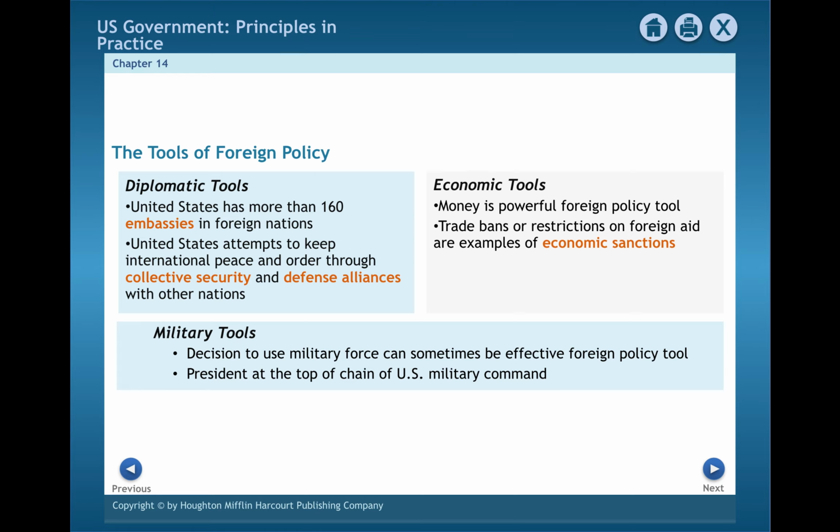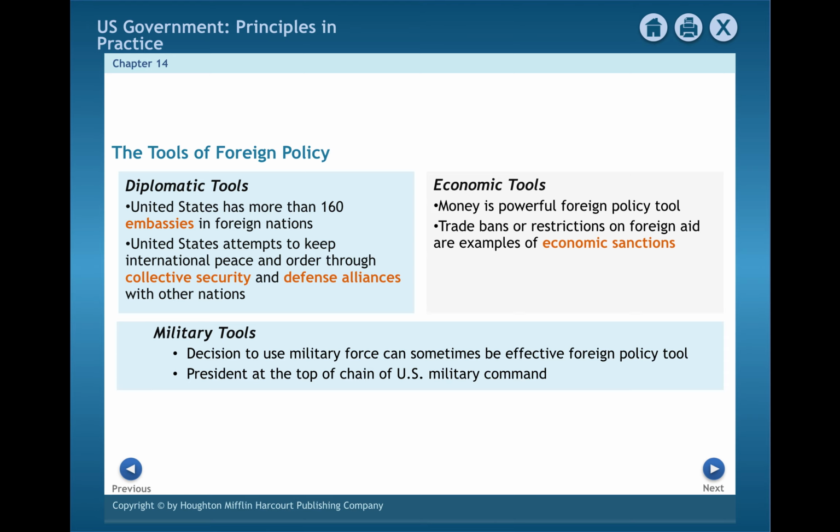So, the guaranteed mutual defense is an example of collective security, or an attempt at keeping international peace and order. We believe with diplomatic tools that we should establish our presence in other nations, that we should make treaties with other nations, and that we can also establish defense alliances, saying if someone attacks you, I will come in and help you to defend yourself.